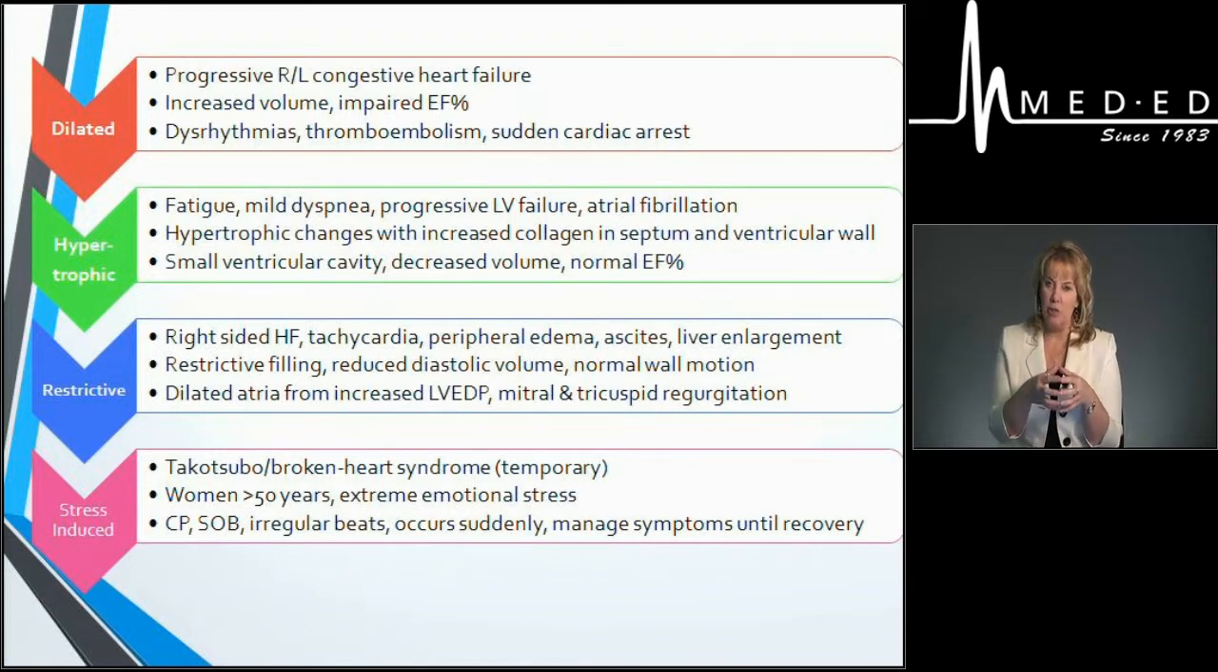And so Takotsubo is the word for octopus pot. The octopus pot that they use to capture octopi is a circular bowl with a lip on it, and that's almost what happens to the ventricle. So now the bottom isn't moving at all and it gets more of a rounder shape, but these muscles are still contracting, but they're contracting downward.